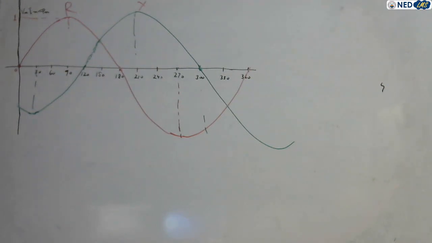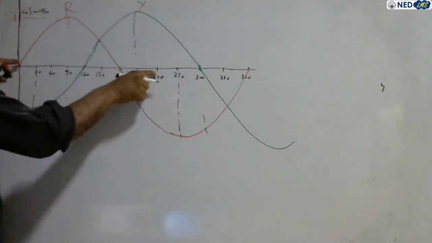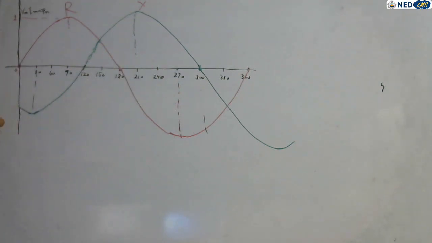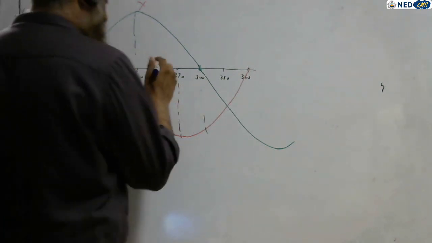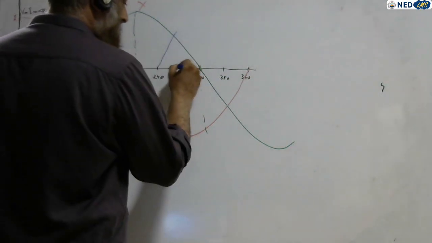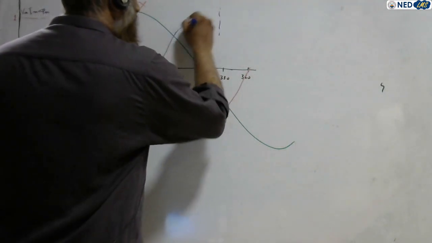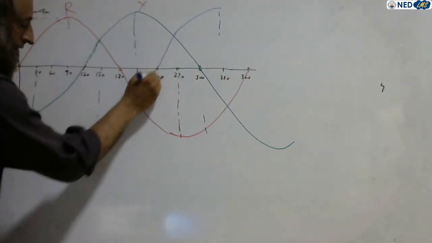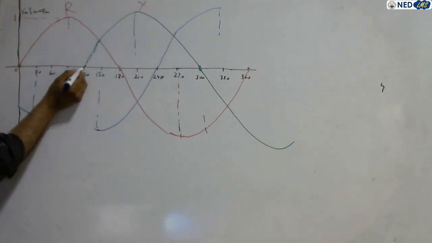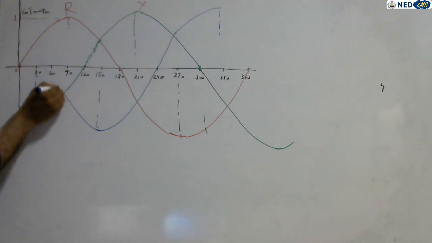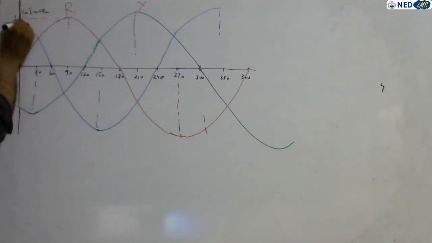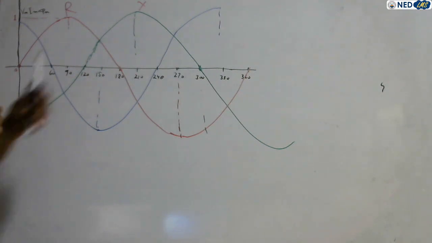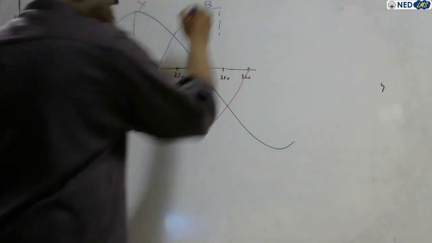Now the blue phase. The blue phase starts from 240, because the blue phase is 240 after the red phase, right? So start your blue phase now. It starts like this, 30, 60, 90. The peak comes over here. Similarly backward, 30, 60, 90. Similarly 30, 60, 90, and it goes like this, right? So this one is red, yellow, and this one is the blue phase.